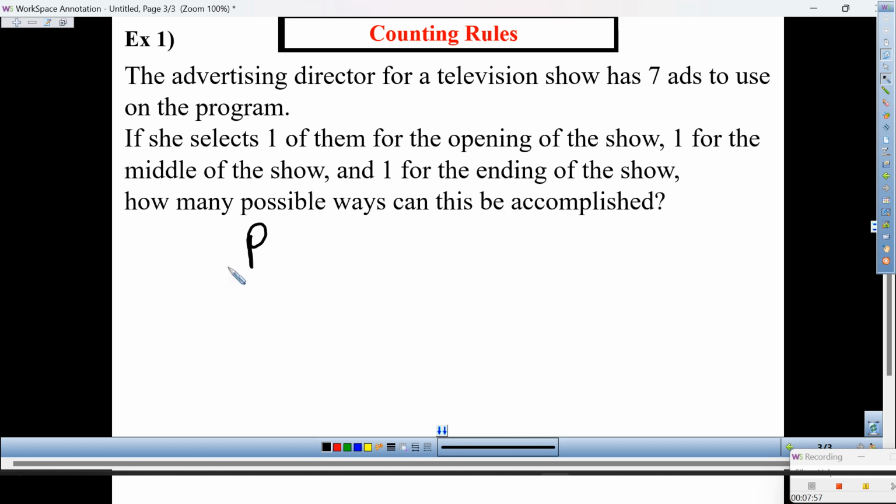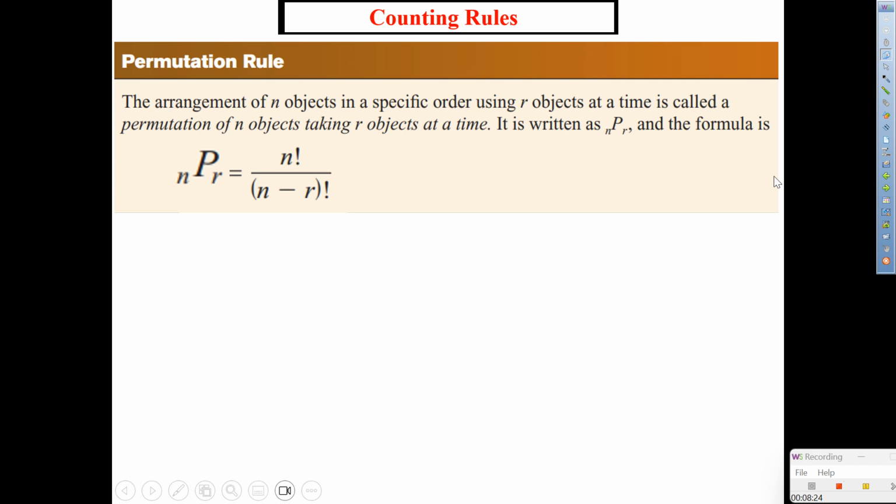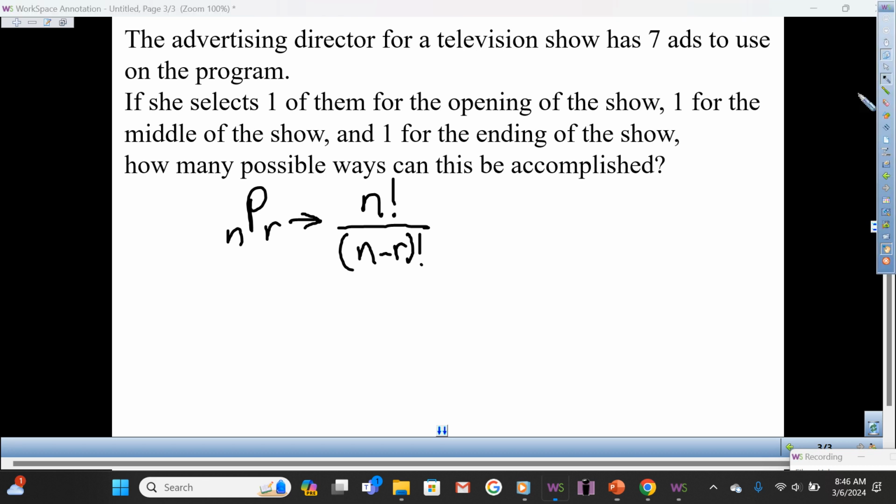So the permutation rule of N to the R is equal to N factorial over parentheses N minus R factorial. Is that correct? Let me make sure that I got it right. Oh, yeah. So, now that we have our rule, first we need to find out the total of totals. So, how many total ads were there, everyone?